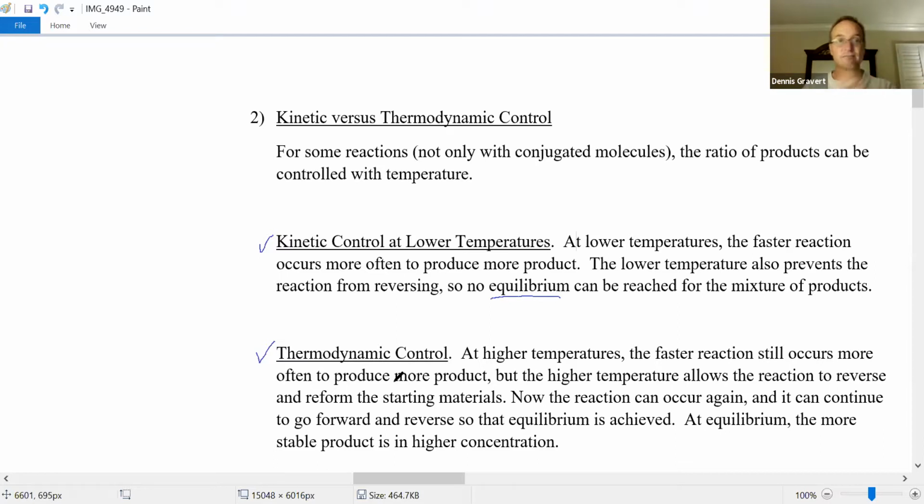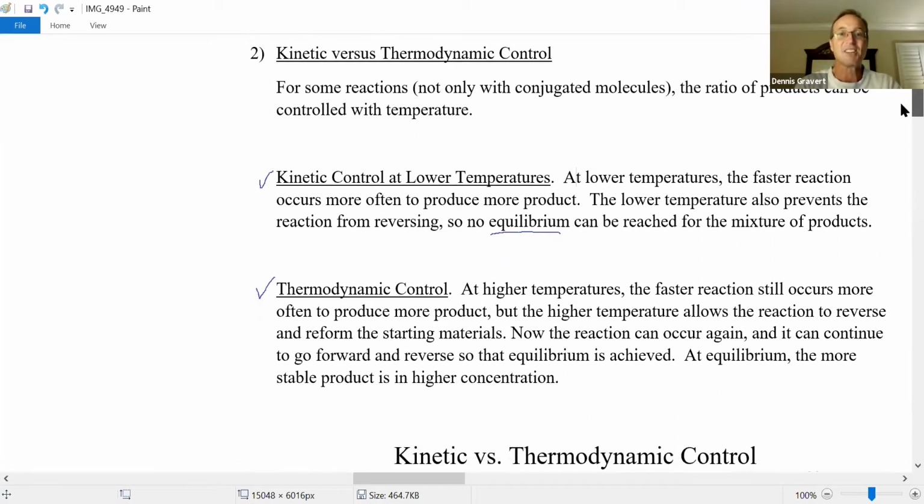So as it goes from reactants to products, there's 2 products, the 1,2 product and the 1,4. It'll start forming more of the more stable product. And the less stable one, the 1,2, will be more often the one that reverses and has a higher chance of becoming the 1,4. So now the reaction can start again once it reverses, and it continues to go forward and reverse, setting up the equilibrium. And at equilibrium, the more stable product is now in highest concentration.